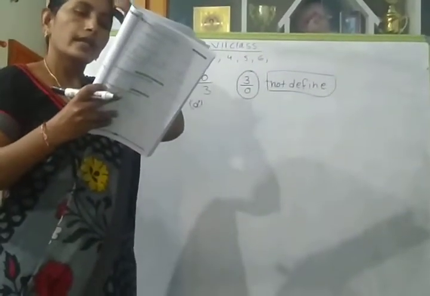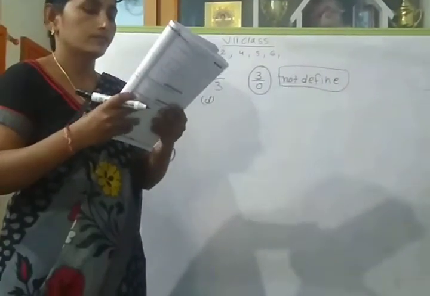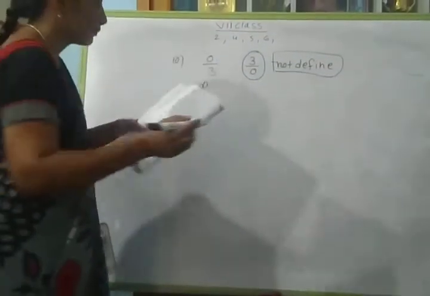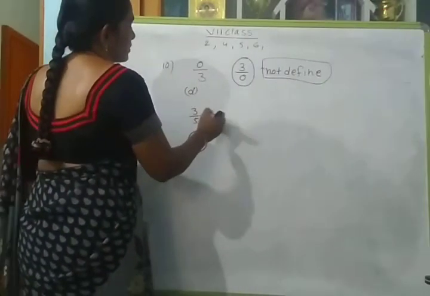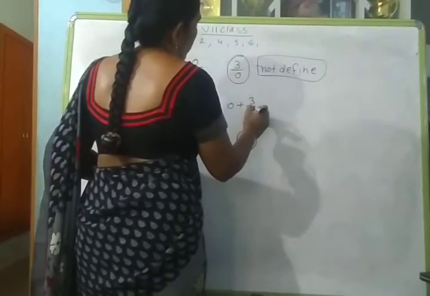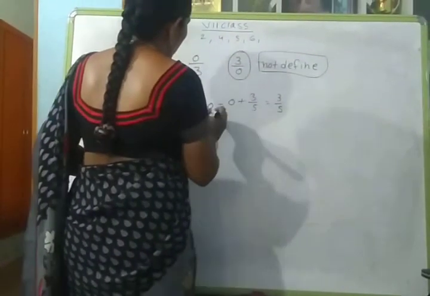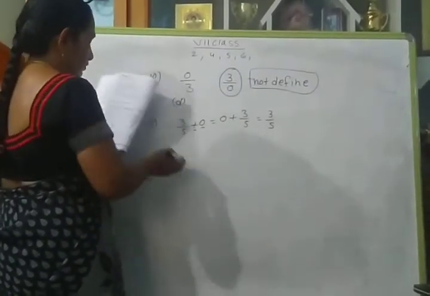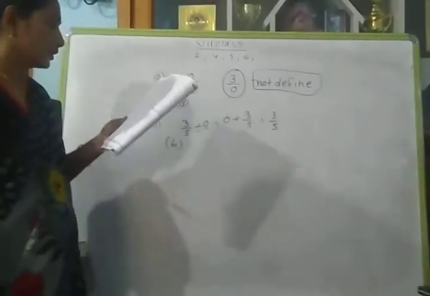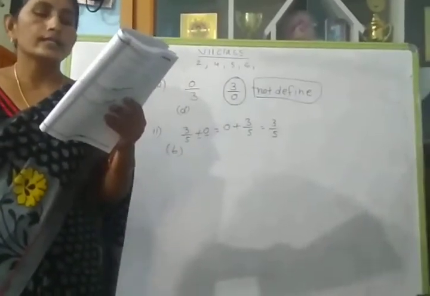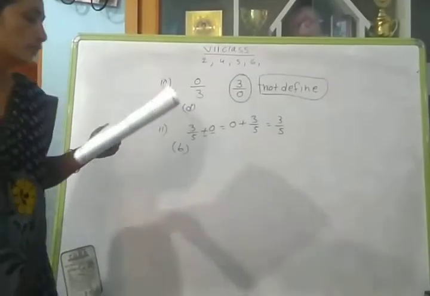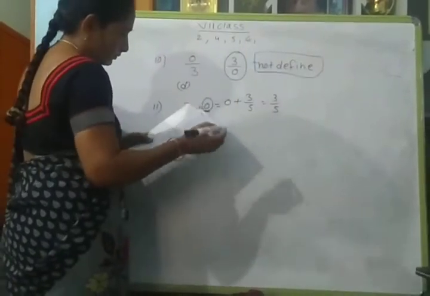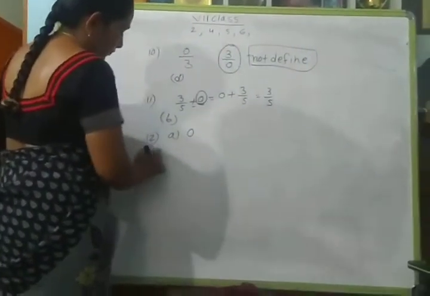Next one. Name the property of addition used. Which property is that one? Additive identity. Option B. 3 by 5 plus 0 is equal to 0 plus 3 by 5 is equal to 3 by 5. Here 0 and addition, so it is called additive identity. 11th one, option B. Additive identity. The additive identity in the set of rational numbers is, which is additive identity in the set of rational numbers? 0. So 12th one, option A, 0.